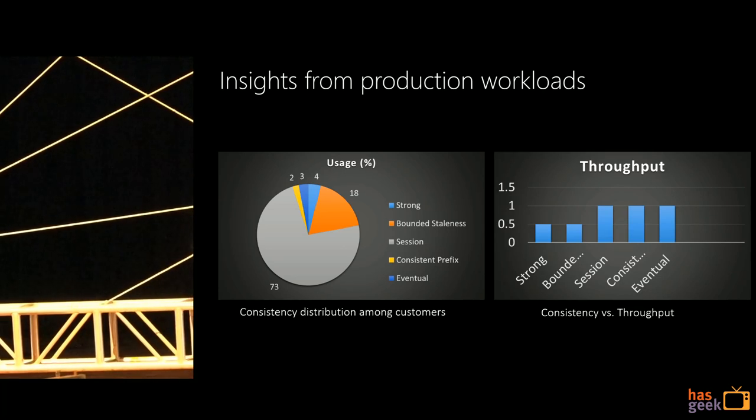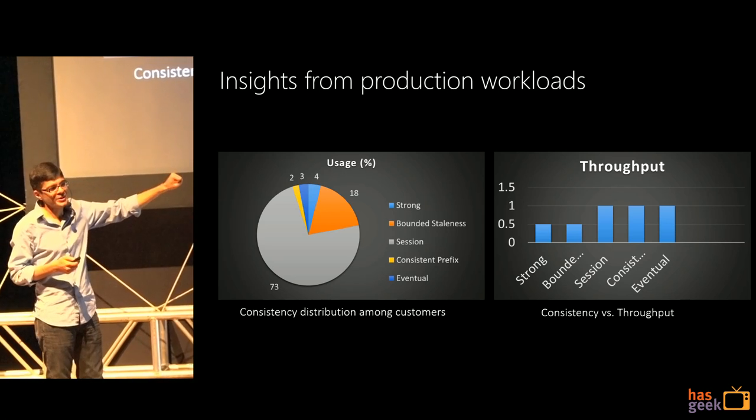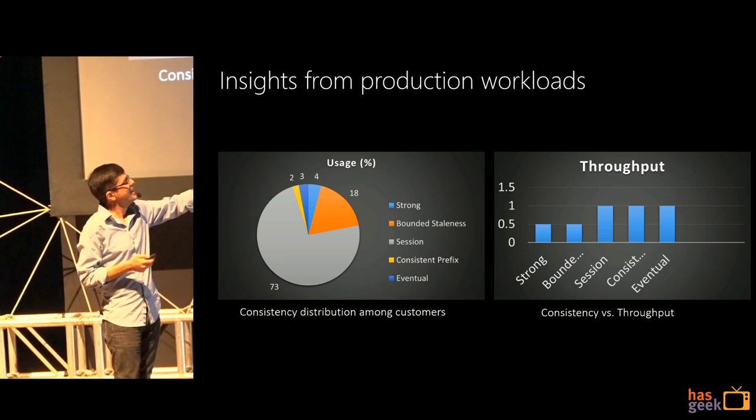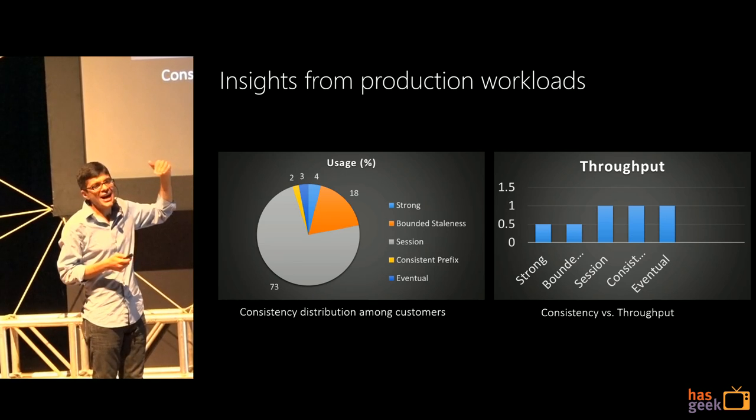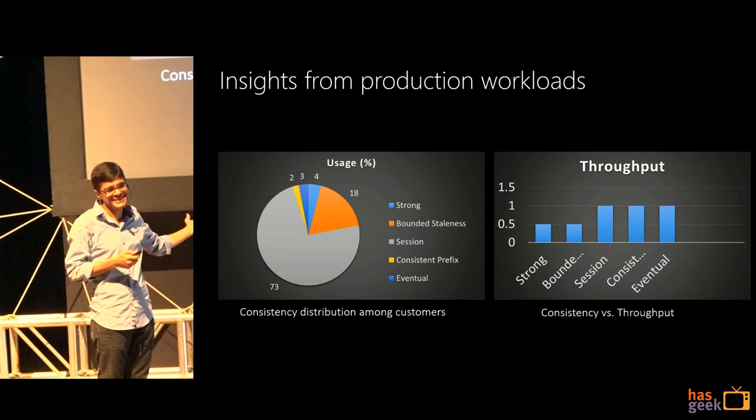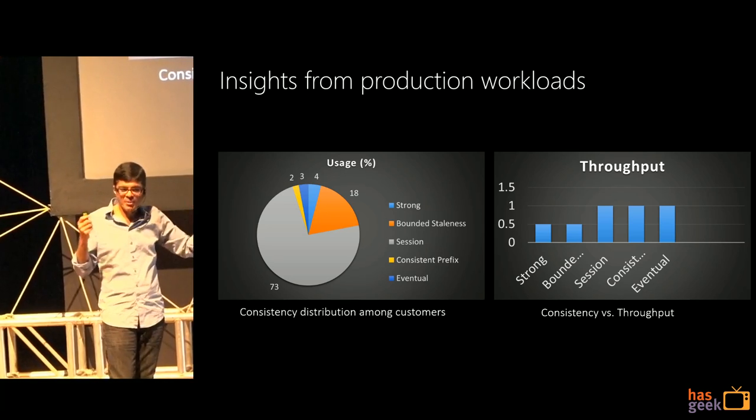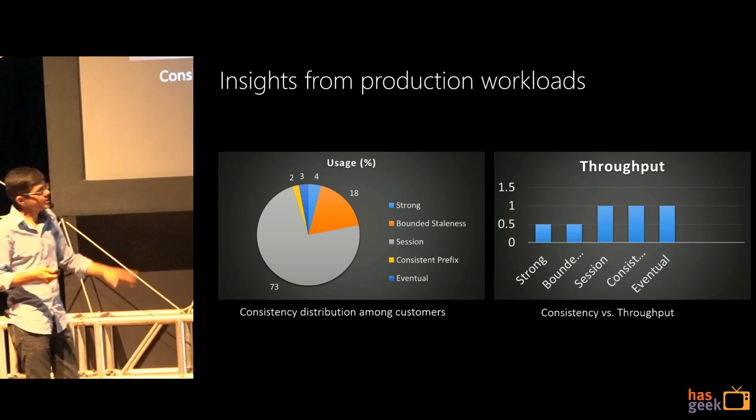Second thing is that there are clear trade-offs. With strong and bounded staleness consistency, for the price of the throughput, the transactions that you purchase, you get half the amount of transactions when you're using those stronger consistency models. As you get relaxed consistency models, you get double the throughput for the price you pay. So there's a clear trade-off.